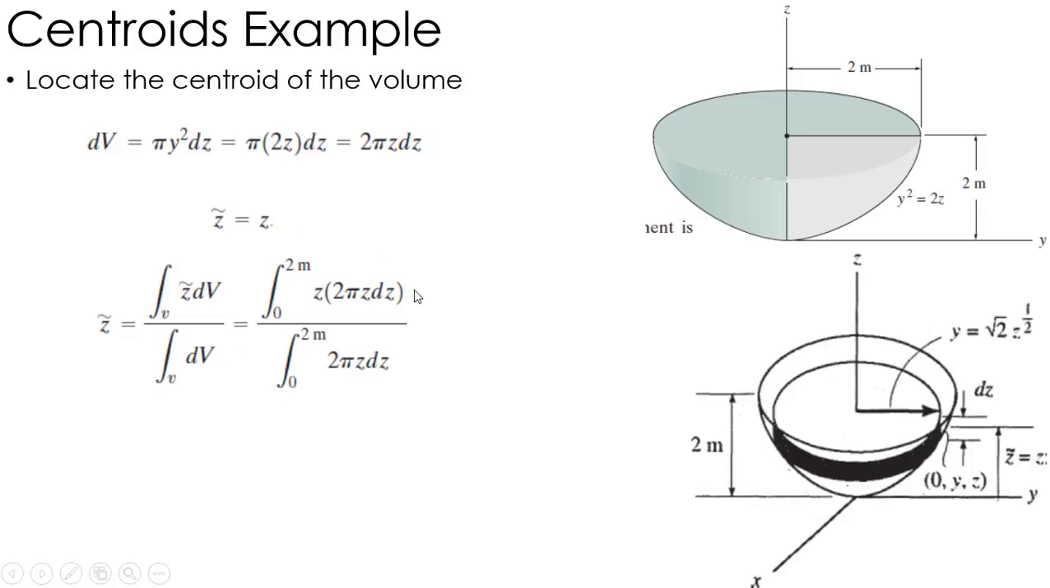And really at this point I just do the calculus to solve it. 2 pi gets pulled out, right? So I'm left with z squared dz here and z dz here. So I get z cubed over 3, and here I get z squared over 2. Limits again are from 0 to 2, so plugging those in I get a value of 4/3.